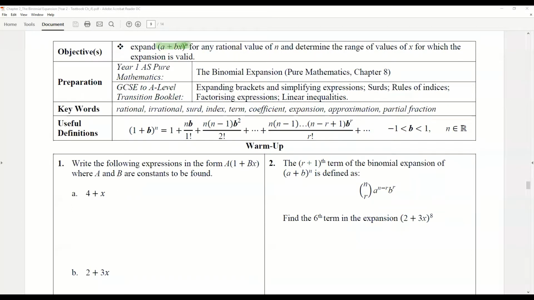So (a + bx)^n. We're also going to have to state the range of values of x for which the expansion is valid. And once again, I've provided you with a definition. We're still going to be using this definition today, but we're going to need to use a few tricks which we'll have up our sleeves. So please pause the video, and could you please have a go at the 4 warm-up questions.